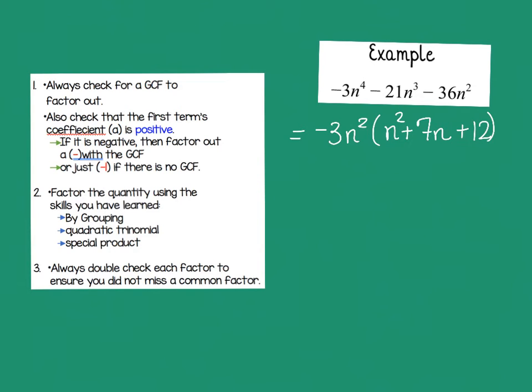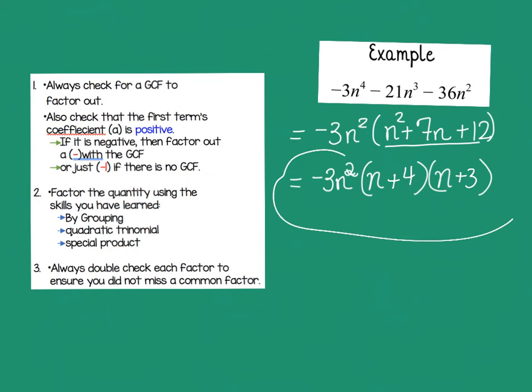And now I need to see if this quantity is factorable, and it is. So to finish up the factoring, it would be negative 3n squared times the quantity, n times n is n squared, and then we would have plus 4 plus 3, because 4 times 3 is 12, and positive 4n plus positive 3n is 7n. So this would be our final answer.